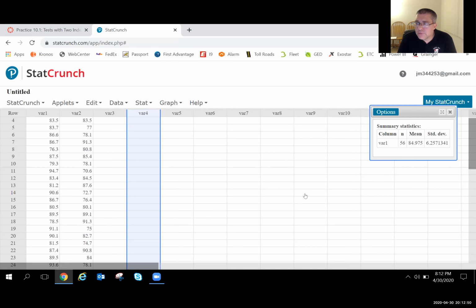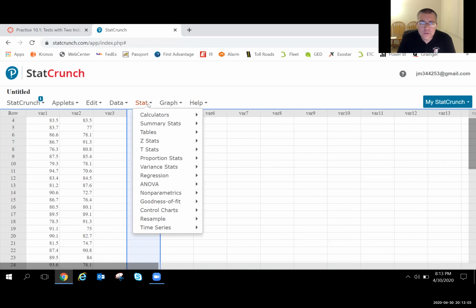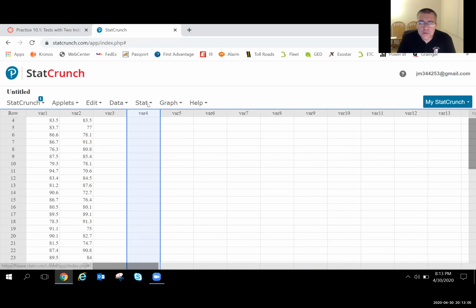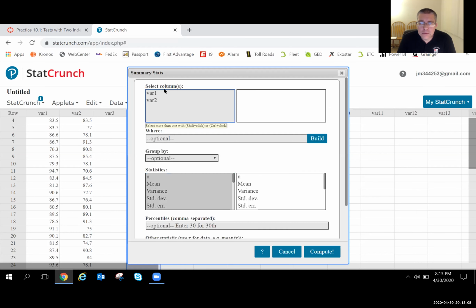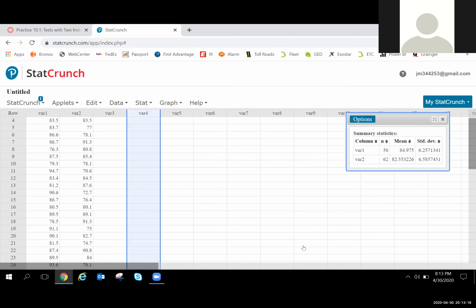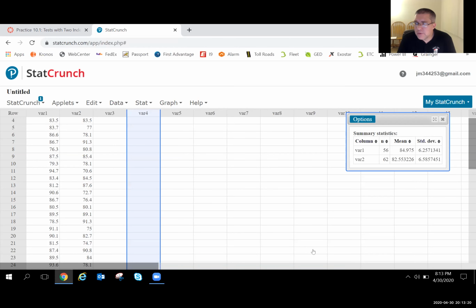Okay, and that will give you the first one. I wonder if you could do this. You might be able to do it for both. Try doing that again and run it for both var1 and var2. Okay. So stat, summary stat. So yeah, select both of them. And then you could just hit compute. It's going to calculate it anyway. Oh, okay, cool. Boom, and yeah, there you go. It tells you that 56 is in the first one, the mean, the standard deviation, and 62 is in the second one, just like that.